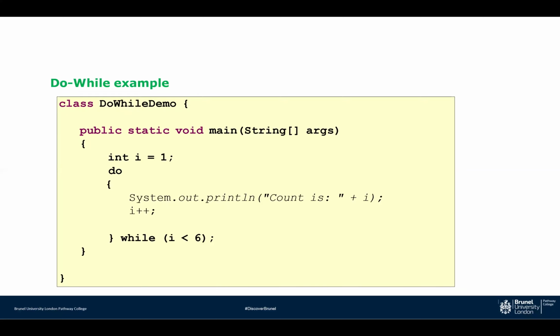Yes, the count is 1 to 5. Why? I is 1. I will go inside, I run the code once anyway. After that, I plus plus, I becomes 2. Is 2 less than 6? Yes. Then I go run the code again. Print it. So now I have 1 and 2 printed. I becomes 3. Less than 6? Yes. Could you try this code?